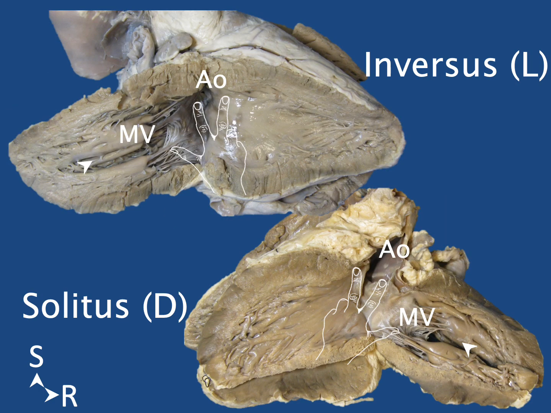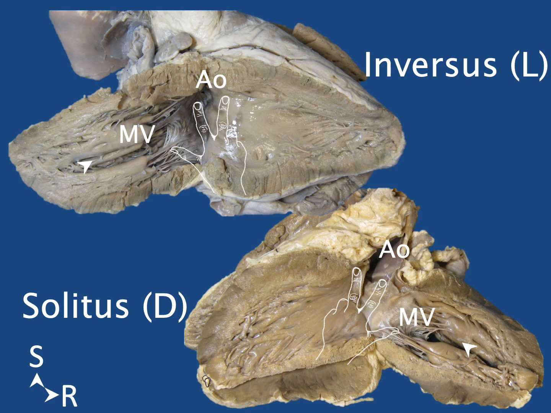The same can be applied to the left ventricle. The heart specimen on the bottom right is a solitous or D-looped left ventricle. The interventricular septal surface is here, and the free wall back here, with papillary muscles indicated by the white arrowhead. Again, this requires a left hand with thumb in the mitral valve, fingers out the aorta, and palm against the septum to describe it.